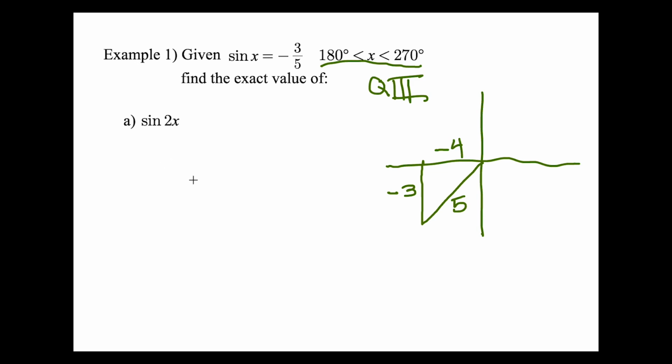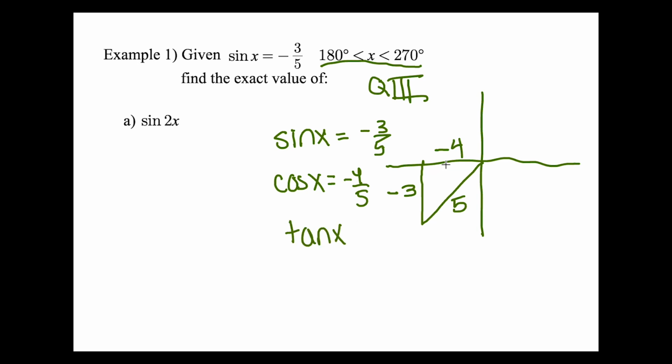We're going to need the sine, cosine, and tangent ratios in order to complete these problems, so let's just go ahead and find them now. I already know that sine of x is negative 3 over 5. Cosine of x is negative 4 over 5. And the tangent of x is the opposite side over the adjacent side, which would be negative 3 over negative 4, or just positive 3 over 4.